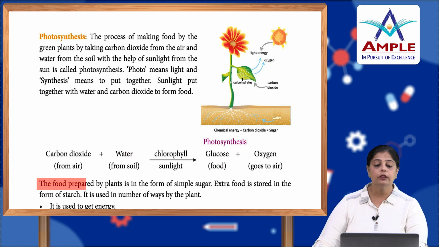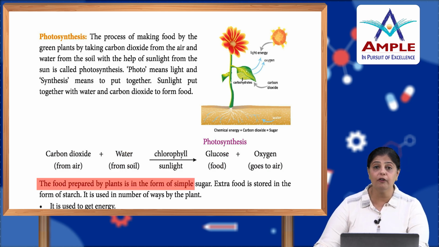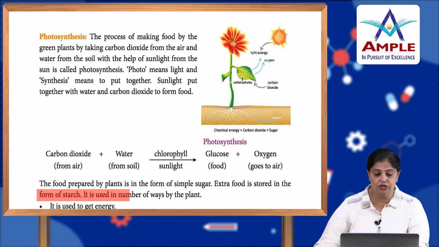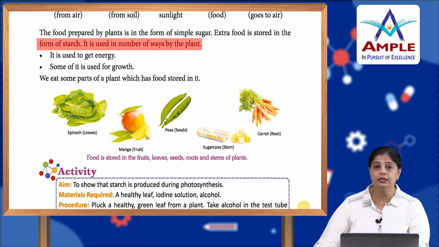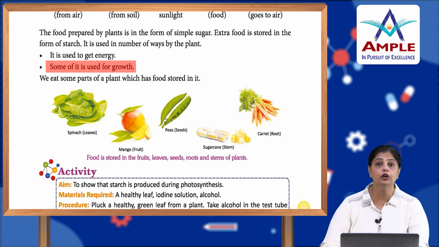Now, the food prepared by plants is in the form of simple sugar. Extra food is stored in the form of starch. It is used in a number of ways by the plant. So, what's the main purpose of it? It is used to get energy, and some of it is used for growth.